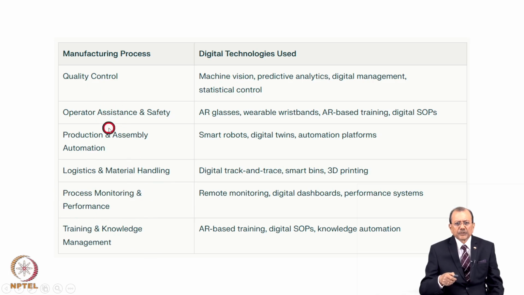If we like to connect these business processes with the technologies which will be making them smarter, some of these technologies I have listed over here. Technologies commonly used by companies for improving quality control are machine vision and predictive analytics. For operation assistance and safety, AR glasses and wearable wristbands are used to improve the safety of the people in the plant. For production and assembly, smart robots, digital twins, which we will be studying in a subsequent session, and automation platforms, which we will also study in a subsequent session, are used for production and assembly automation.